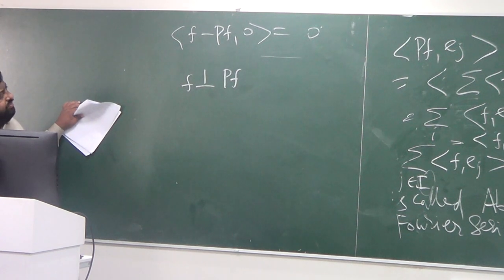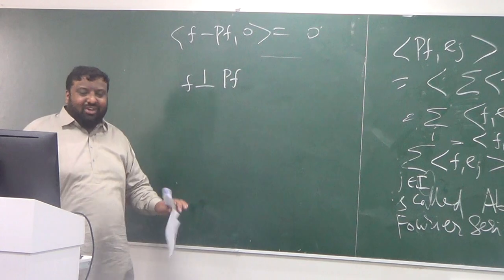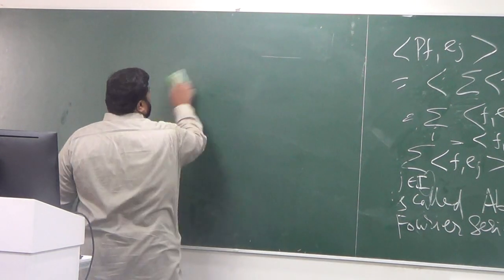Linearity is the matter. F0 minus Pf0. So F is F0. You will get F, 0 on the one side and Pf, 0 on the other side. So F is orthogonal to 0 and Pf is orthogonal to 0 also. Do we have such a result that if two things are orthogonal, orthogonality is transitive? We have to play a bit clever.